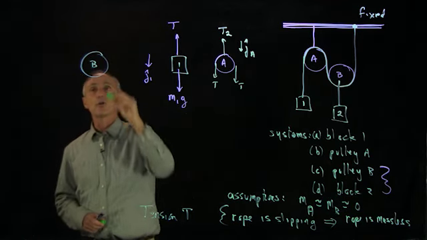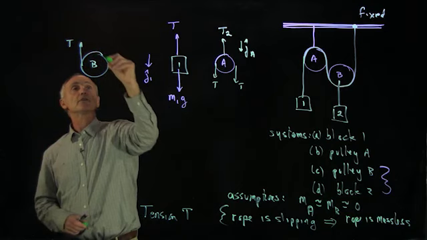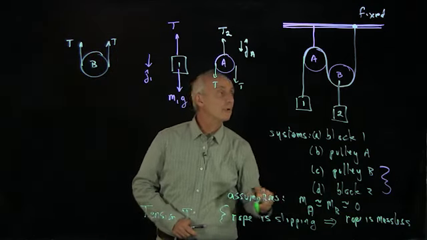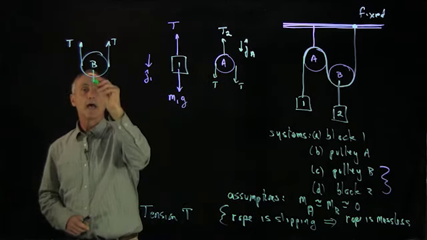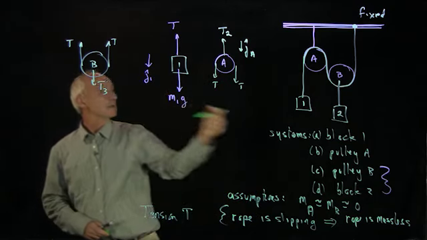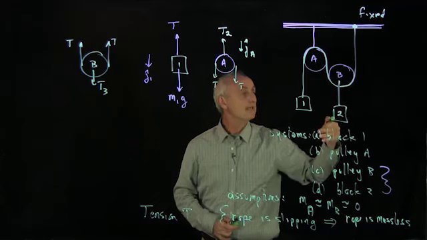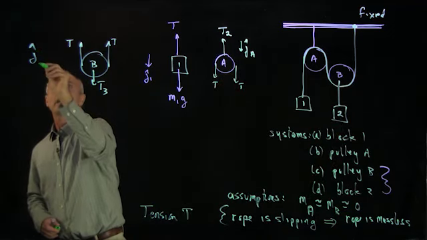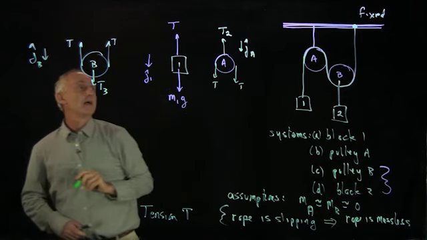Now, what are the forces on pulley B? I have strings on both sides, T. Pulley B is massless, so I'm not putting gravitational force. And this string is pulling B downwards, so that's T3. And again, we'll write J hat B downwards.